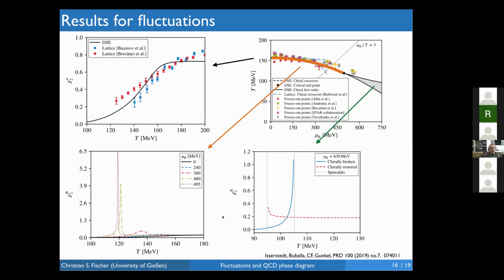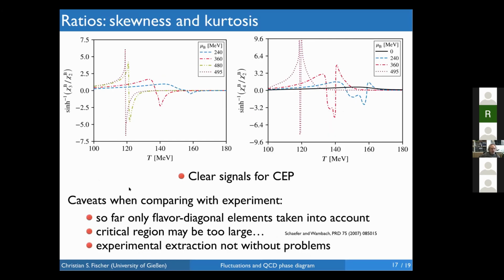Now, two very interesting combinations of these are ratios. One is the so-called skewness, one is the so-called kurtosis. And I plot those here on something like a logarithmic scale, again, as a function of temperature for the same points as shown before. So we go along the crossover line and come closer to the critical endpoint. And you clearly see that the closer we come to the critical endpoint, the more variations we see in this observable, until we observe a 1-0 crossing here for the skewness and 2-0 crossings for the kurtosis.